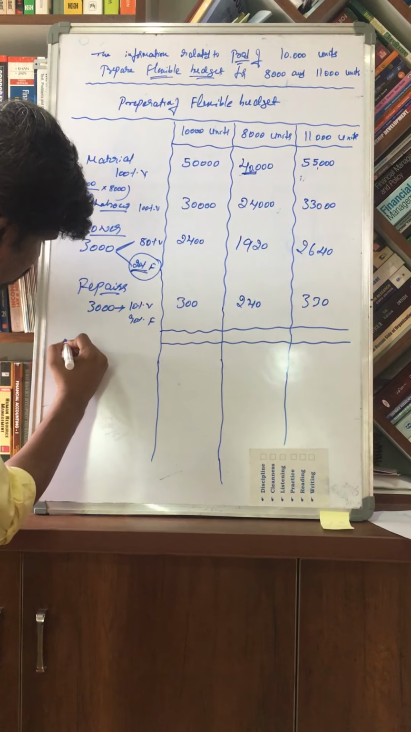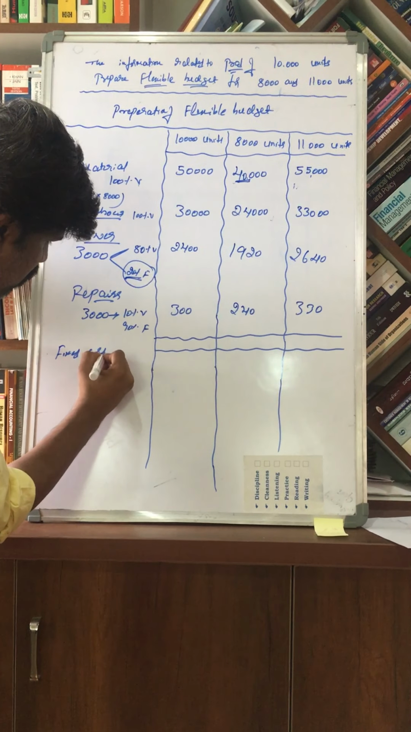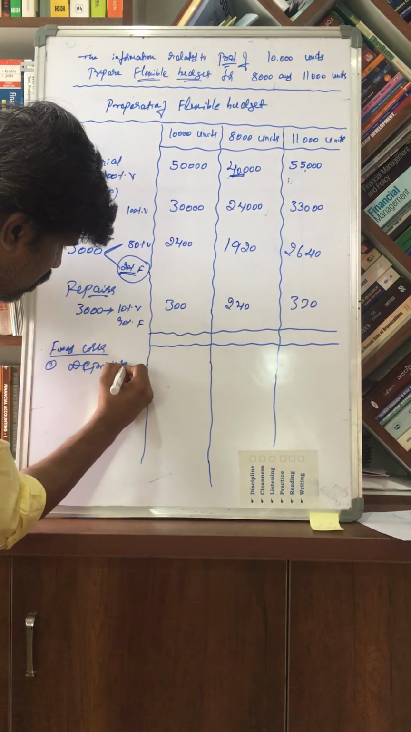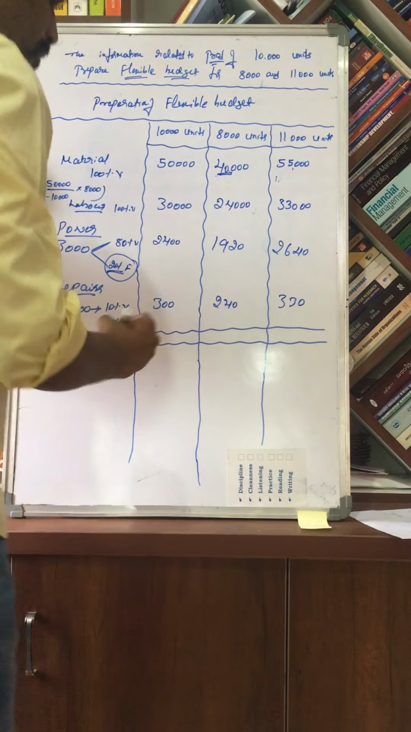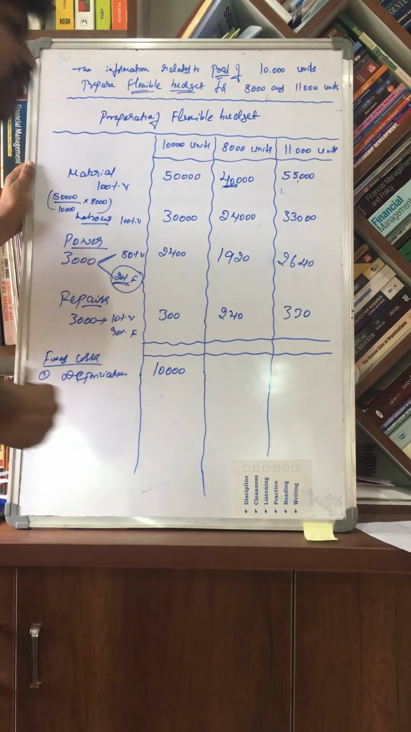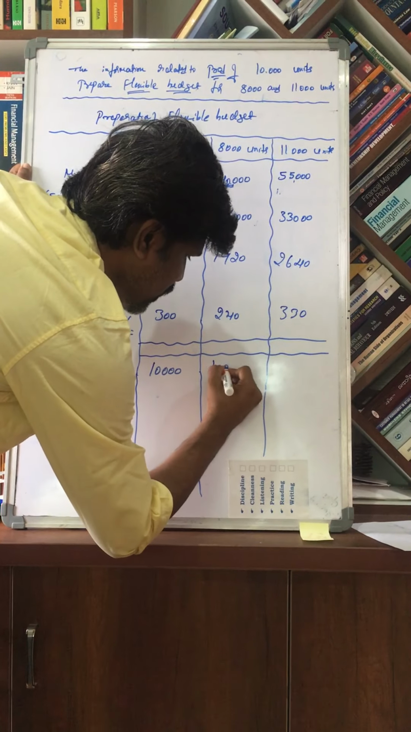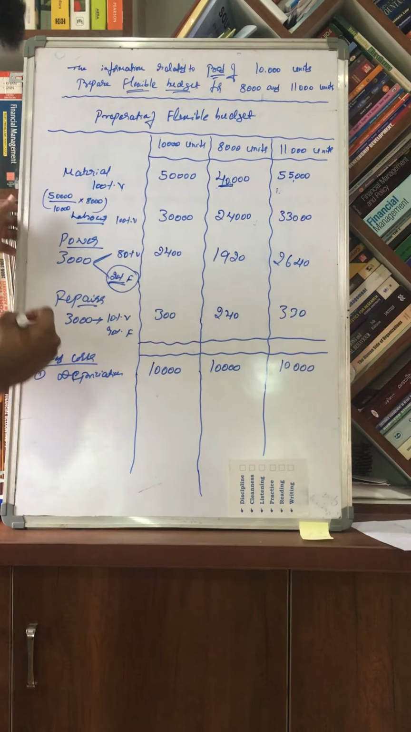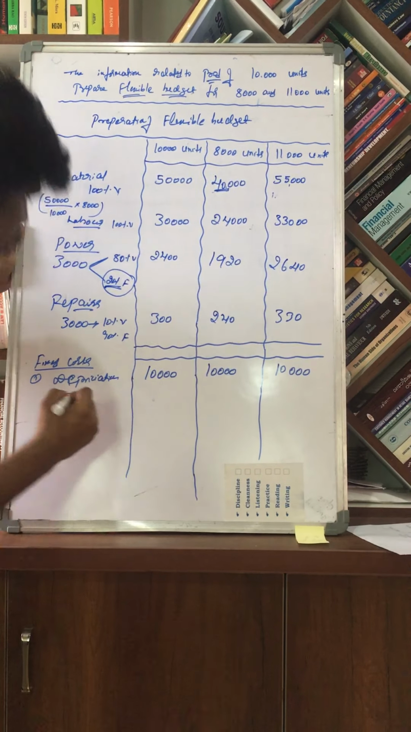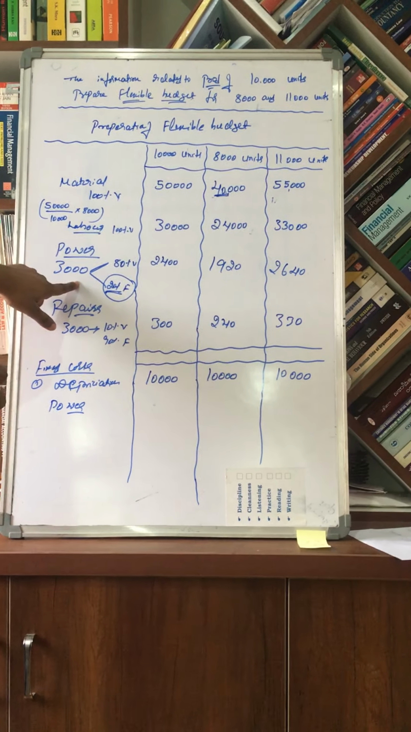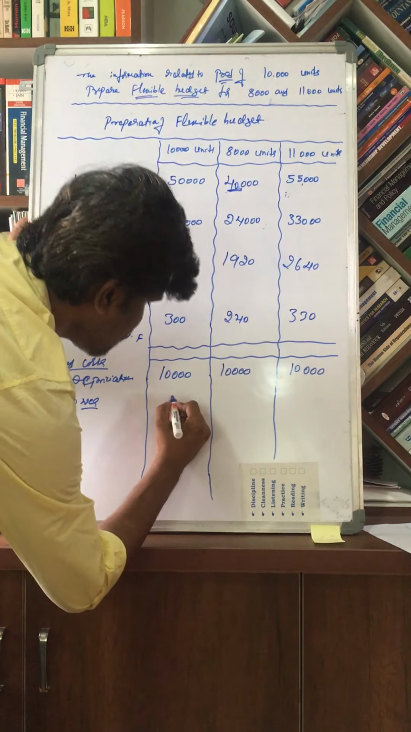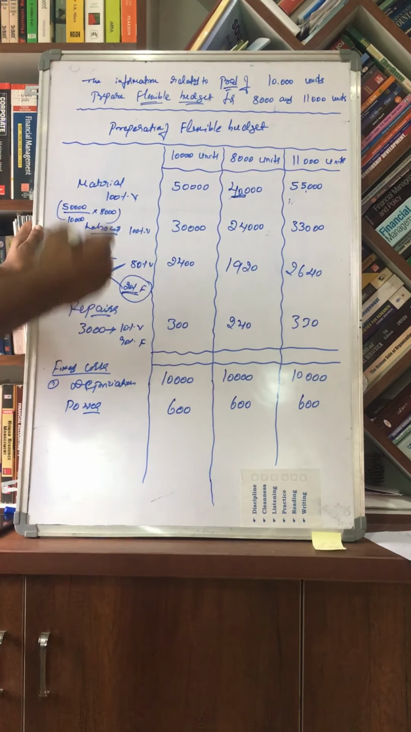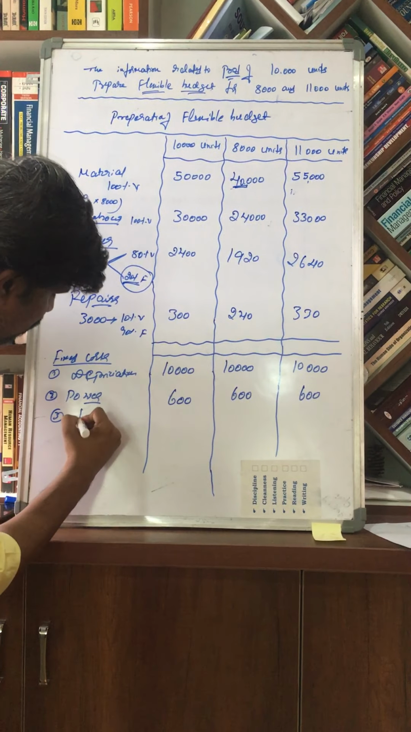Then the next one is fixed cost. Number one, depreciation. The depreciation amount given is 10,000. This is fixed. It will be fixed for the other levels also, 10,000. Here the power is the remaining portion, 20% of 3,000. 20% of 3,000 is 600. This will be fixed for all the levels. And another one is repairs.